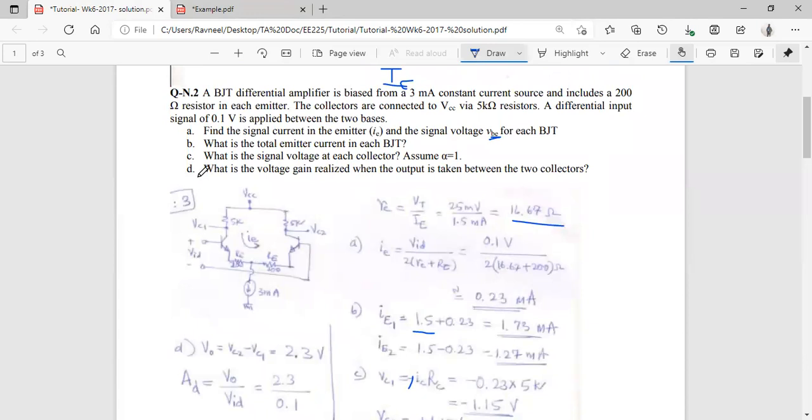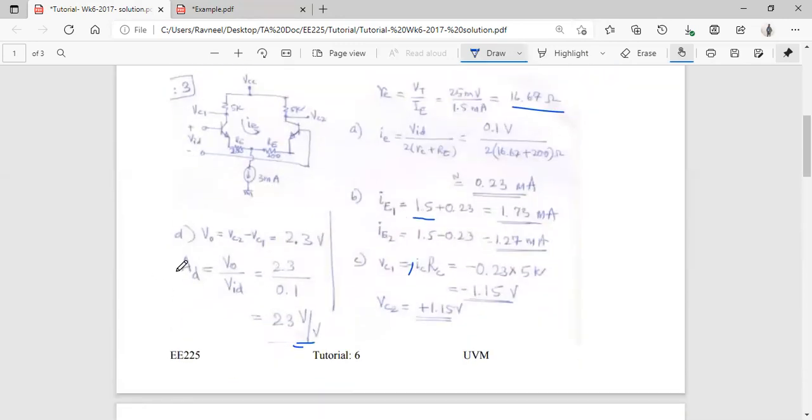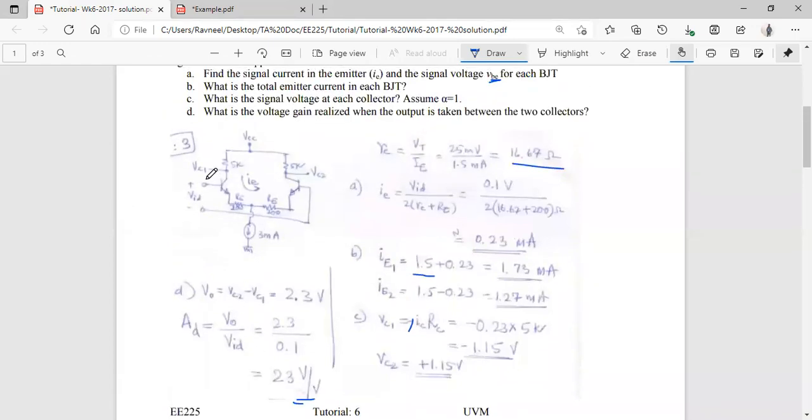Moving on to the last part of this particular question, it says, what is the voltage gain realized when the output is taken between two collectors? So we have to calculate the voltage gain. The voltage gain is basically equal to the output voltage divided by the differential input voltage. We know the input voltage, that is 0.1 volt. We do not know the output voltage between these two terminals, isn't it?